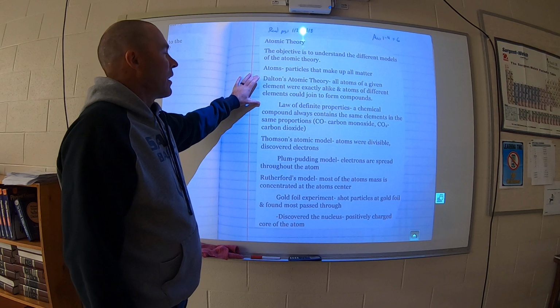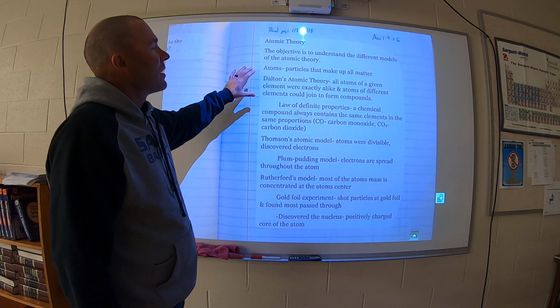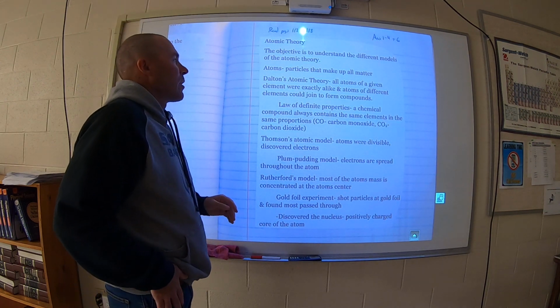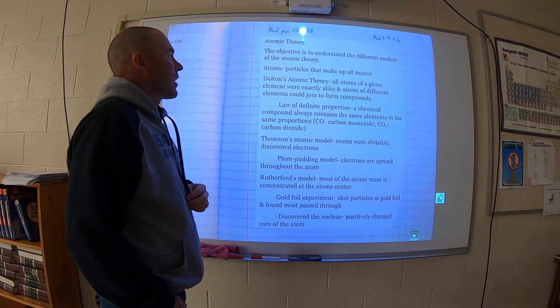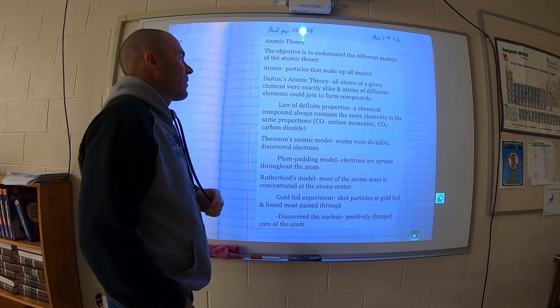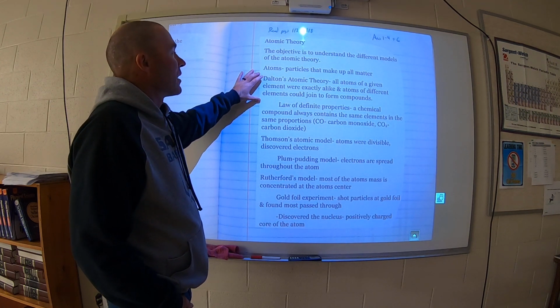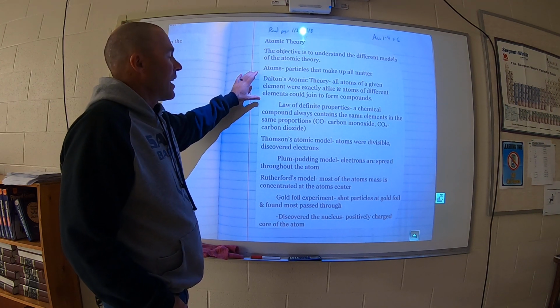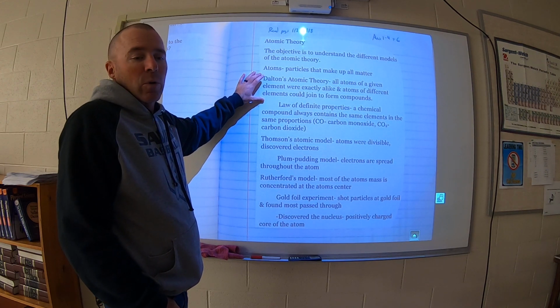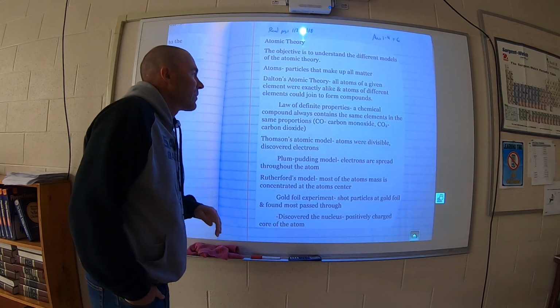Dalton came along, and for his atomic theory, he said that all atoms of a given element were exactly alike, and atoms of different elements could join to form compounds. His theory was a little bit different than Democritus's, because for Dalton's theory, he had some evidence to back it up, so it was more believable in the scientific community.